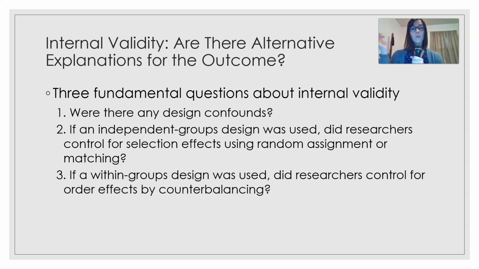If you used a between subjects design or an independent groups design, did you use random assignment or matched groups design to make sure that your groups are as equivalent to each other as possible? If you're doing a within subjects design, are you trying to control for order effects by counterbalancing? So if you do these things, you'll have pretty good internal validity.